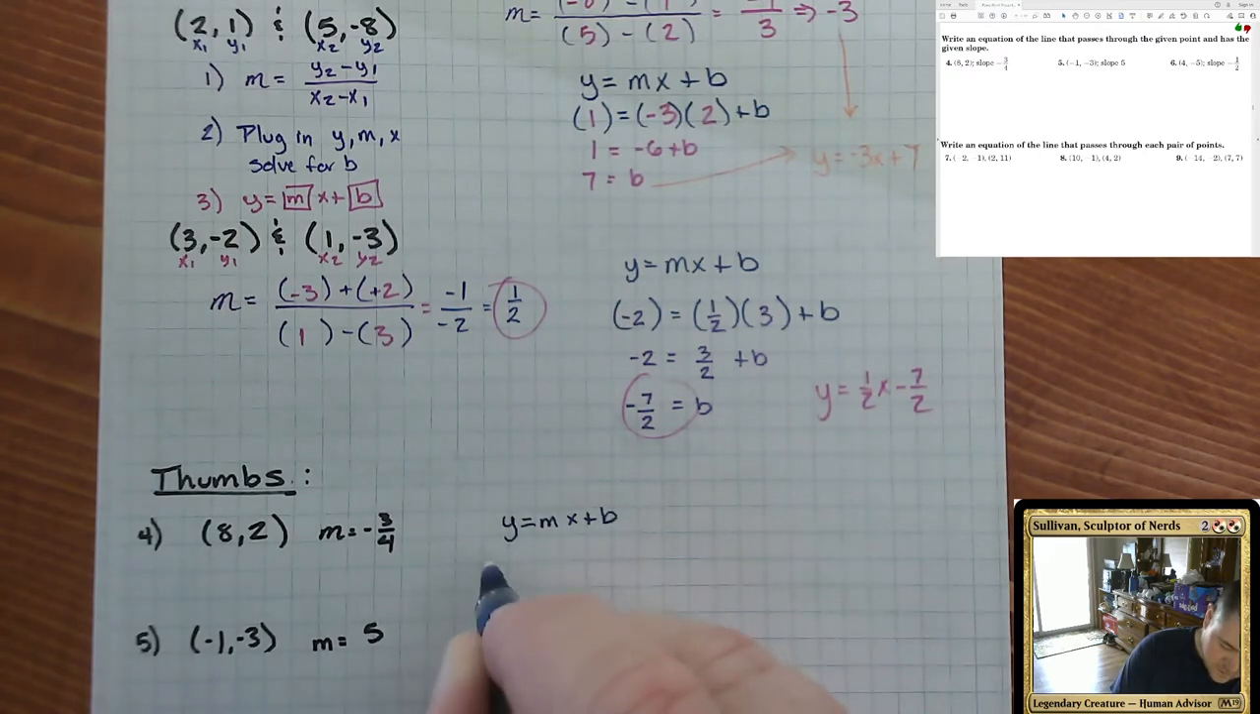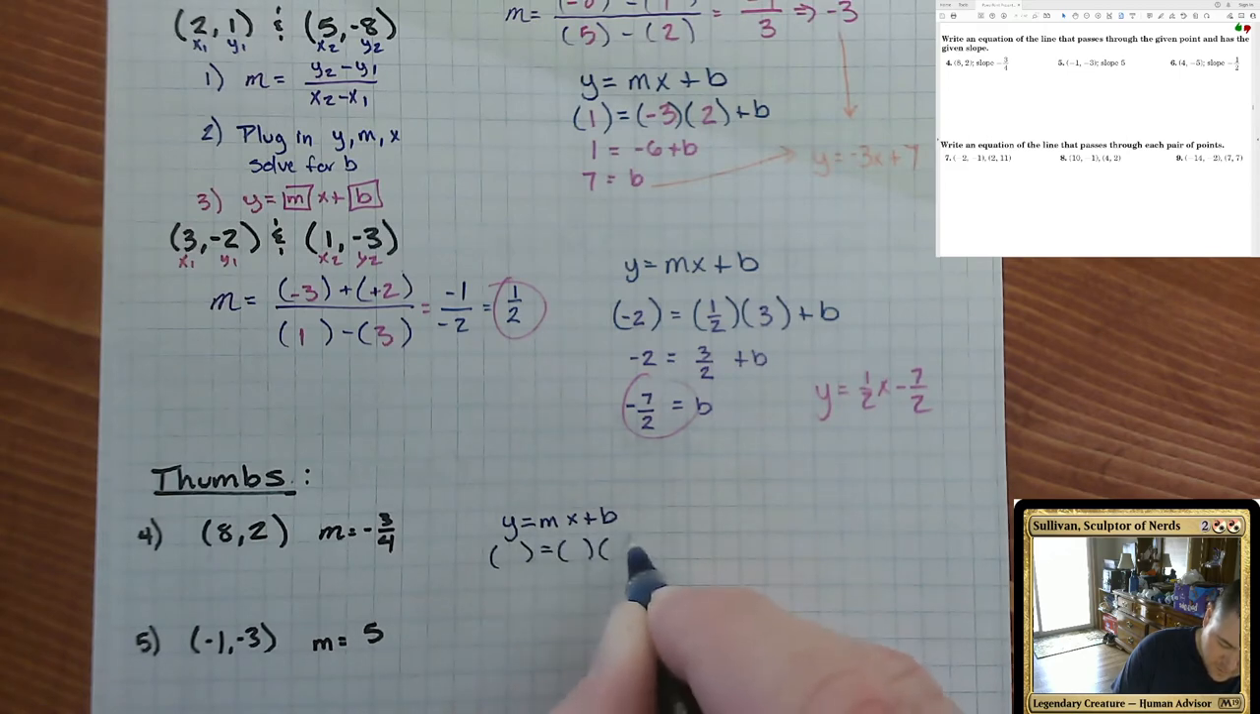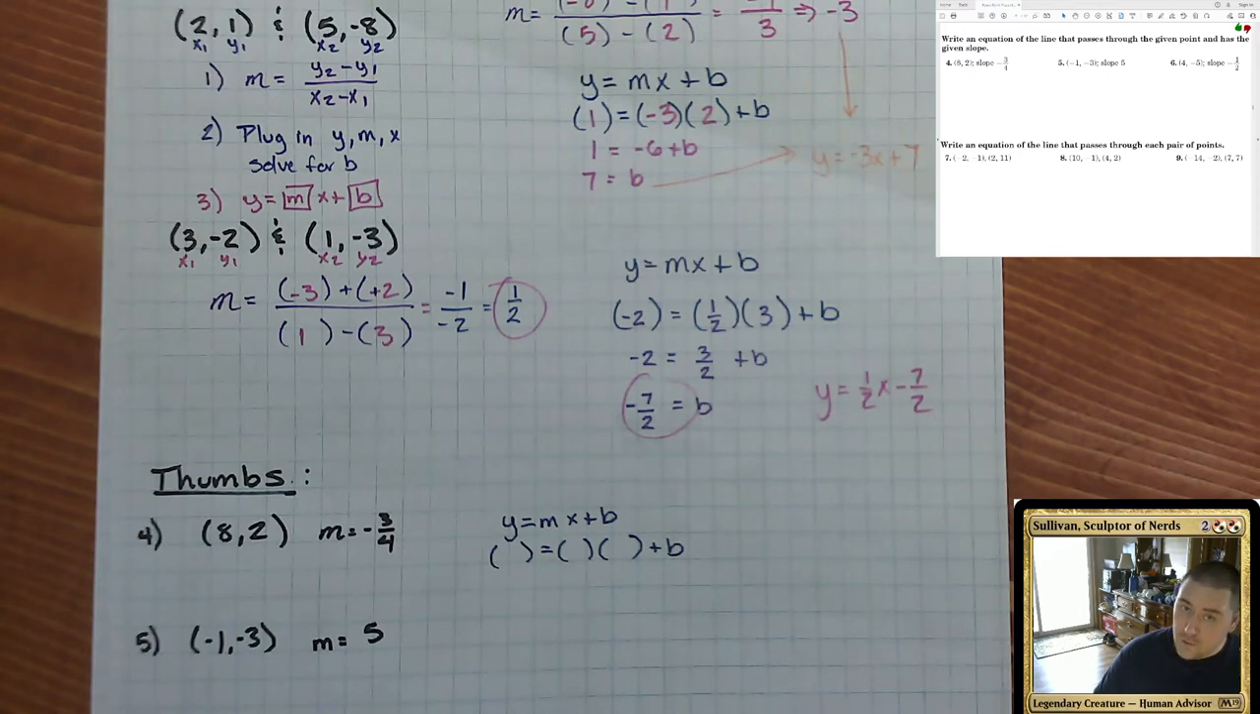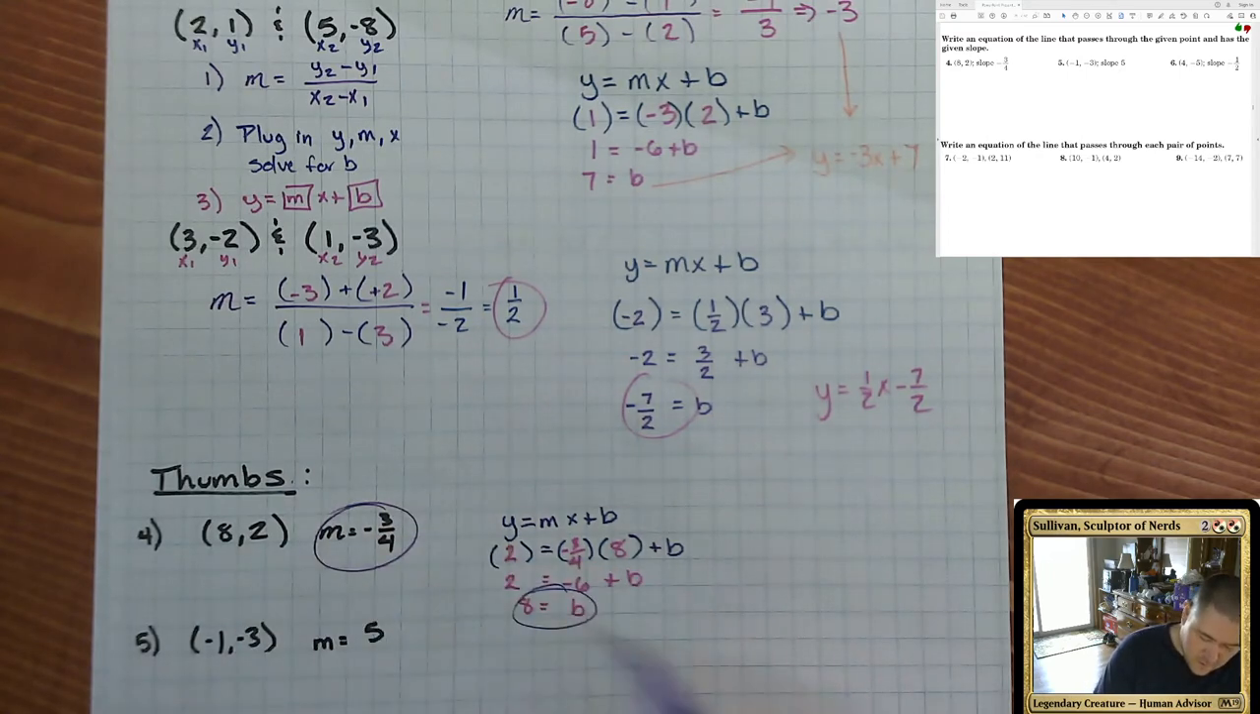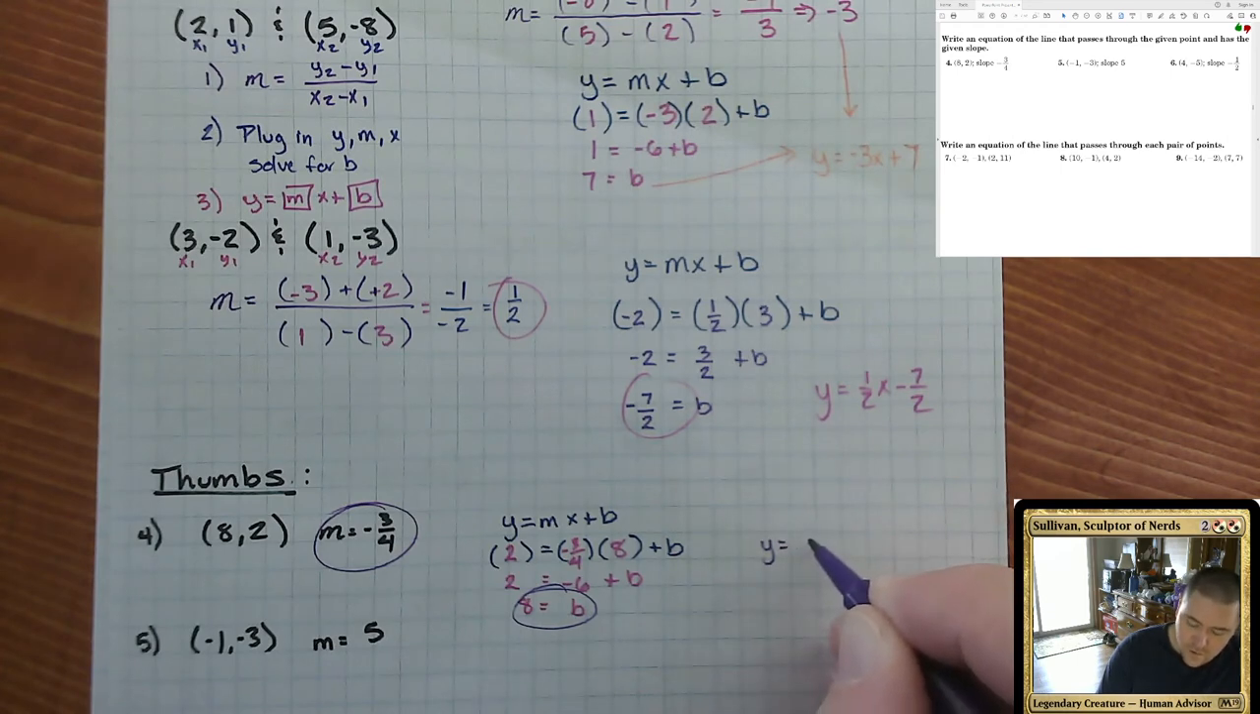y equals mx plus b. Get used to working with fractions. I know that this is 2. I know my x that went with it was 8. And now I have a negative 3/4. Negative 3/4 times 8. 8 divided by 4 is 2. 2 times negative 3 is negative 6. Add 6 to the other side. I got b is 8. So now I have a y-intercept, I have a slope, go write your equation.